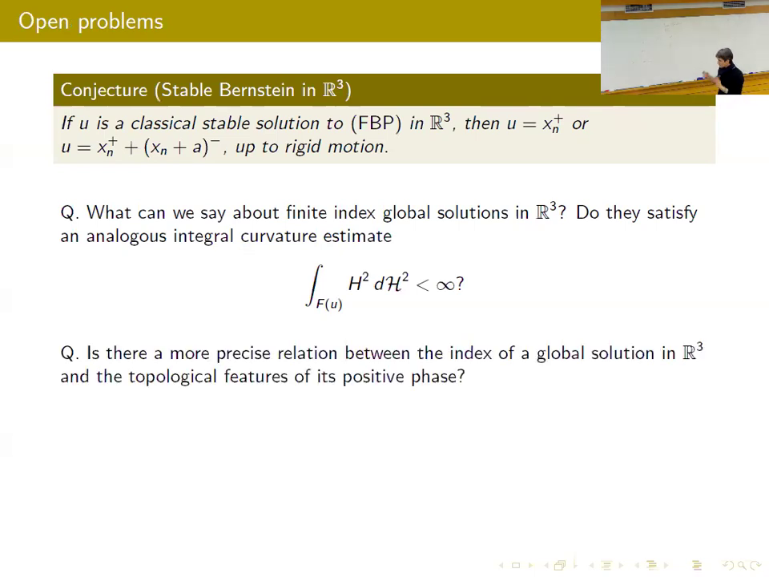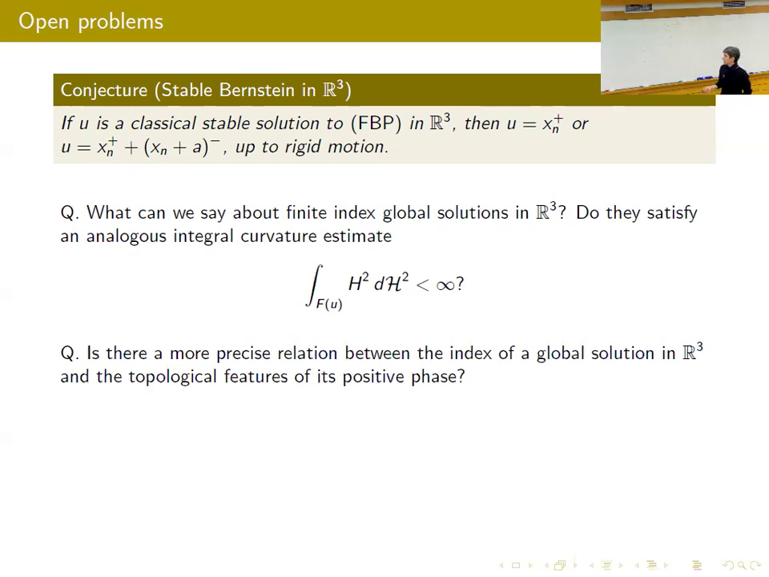More broadly speaking, there are these results connecting the index to the topological features of the solution. In the minimal surface literature, there are results which are very nice, in the sense that you get estimates of the index in terms of topological features of the minimal surface, like the genus or the number of ends, etc. Can you get something to that effect in this setting for the one-phase free boundary problem, encoded in terms of the positive phase?